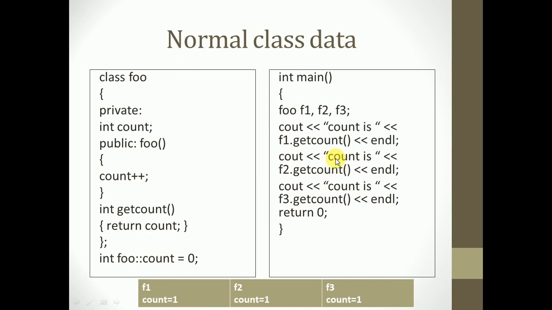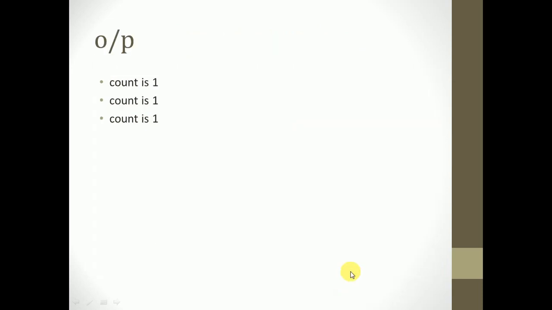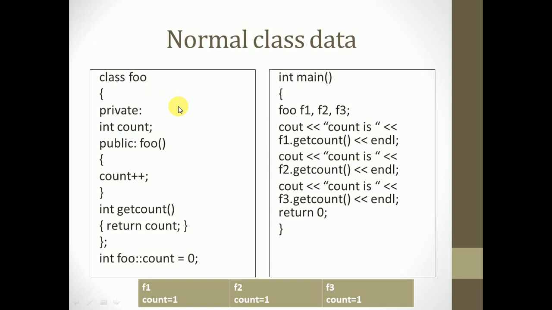Now cout, F2 dot getcount. You are calling the getcount function for the F2 object. Return count, what is the value? Again 1. Now F3 dot getcount. F3 is an object calling the getcount function. Return count, so for which object? F3, the count value is again 1. So in all these cases the count value is 1, 1, 1. So this is normal class data.